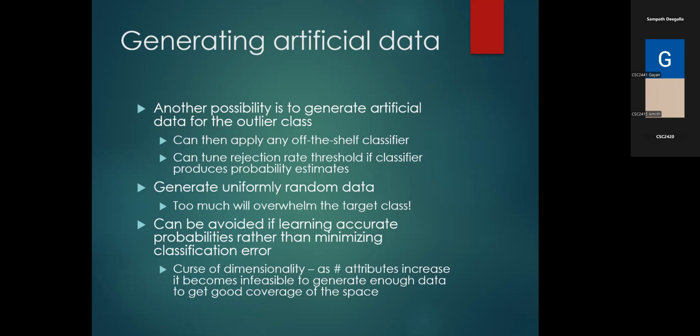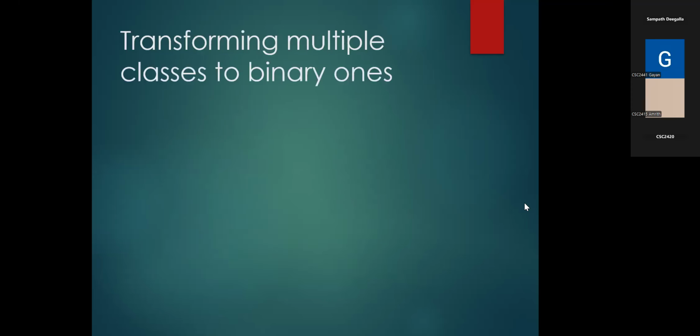Right. So I think now we have finished our discussion on one class learning. To summarize what we have discussed: what the one class learning problem is, and how you may represent one class problems. Next transformation that I want to discuss: how do you transform multiple classes into binary ones? Okay, let me first explain why this is important.